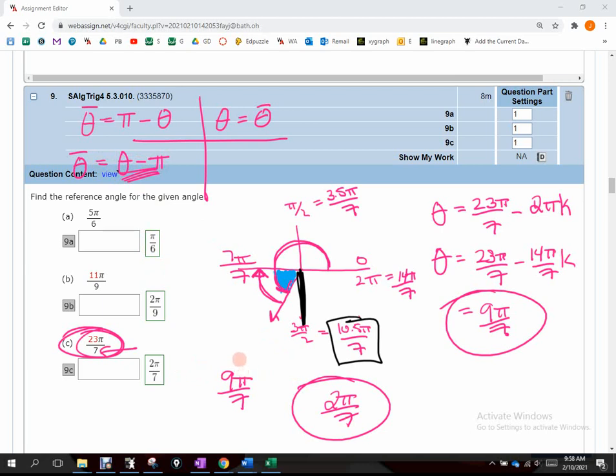Our theta was 9 pi over 7. Subtract pi from that, which is 7 pi over 7. 9 pi over 7 minus 7 pi over 7 gives me that there. So if you want to use a formula to generate that, you can. Here, theta bar would actually be, if I'm in the third quadrant, theta minus pi.